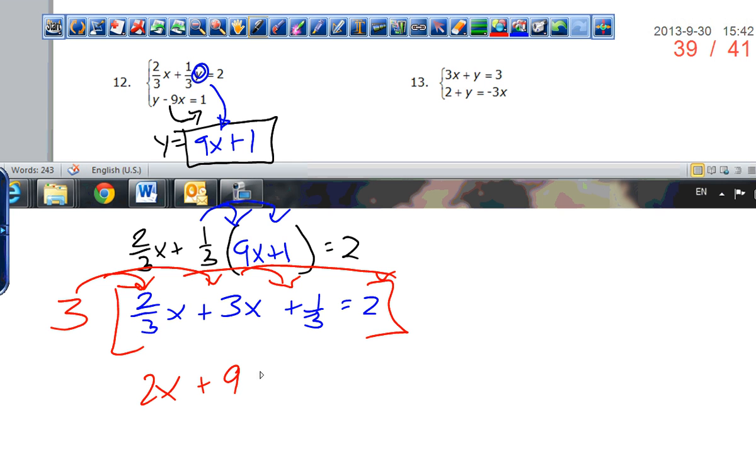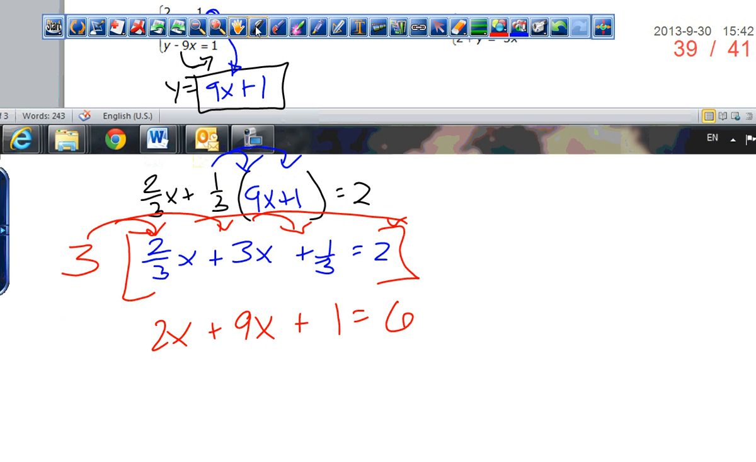Plus 9x. Plus 3. Where'd you get the 3 from? Equals 6. I got a 3 because I saw the denominator was a 3, so I want to get rid of it. I multiply every term. Okay, that's what it's about. 11x plus 1 equals 6.